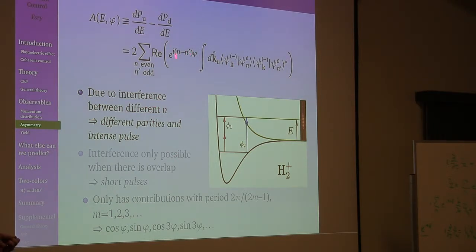But you'll also notice that the lowest order CE phase effect is when n and n prime differ by 1. Okay? So you'll get an e to the i phi. That would be like if 1 photon and 2 photon interfere. That would give you e to the i phi. Okay?